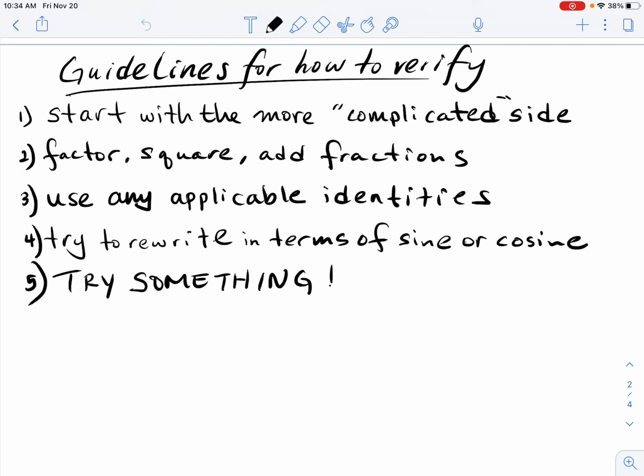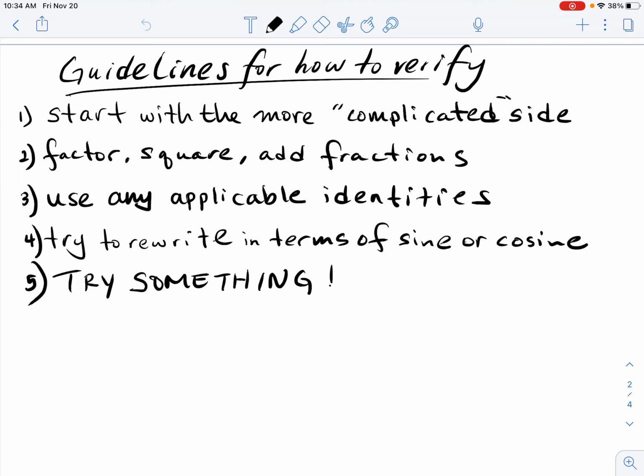I do recommend starting with the more complicated side. I always tell students it's easier to take something that is complicated and, quote unquote, messy looking and make it simpler, because we're very used to simplifying, than it is to do the opposite, to take something that already looks simple and try to find ways to make it more complicated. When you find yourself stuck, you can always try to find ways to factor or square or add fractions, or to use any applicable identities.